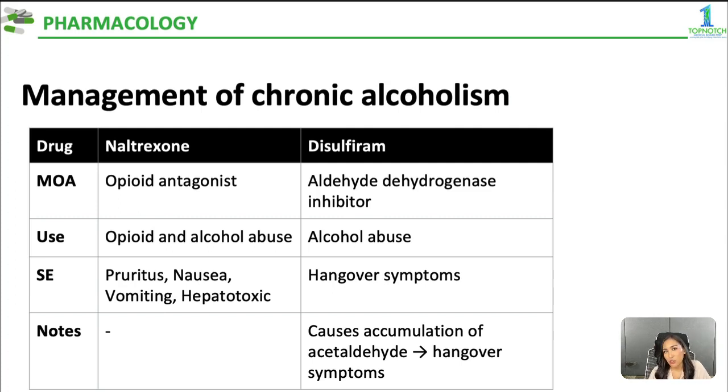So, it is used in alcohol abuse because when you give disulfiram to a patient who is addicted to alcohol, and he relapses and drinks alcohol, it will be so horrible for this patient because he will have hangover symptoms. So, these hangover symptoms will discourage this patient from consuming alcohol. Like, his brain will be conditioned that if he takes alcohol, it will actually be very bad for him. And this causes accumulation of acetaldehyde. That's why we have hangover symptoms.